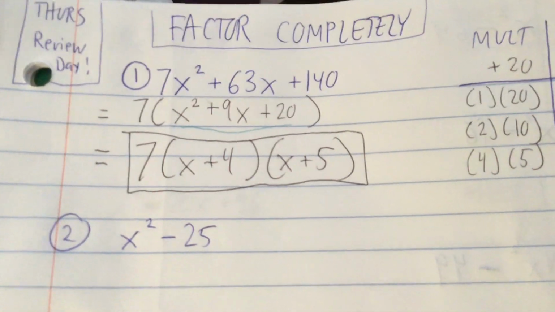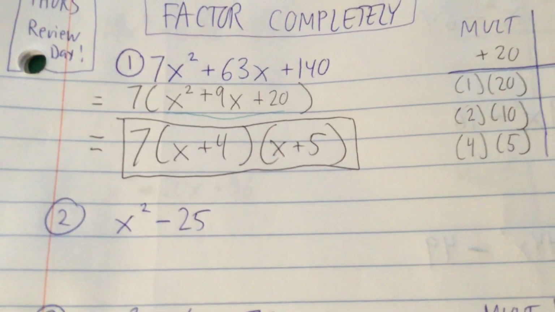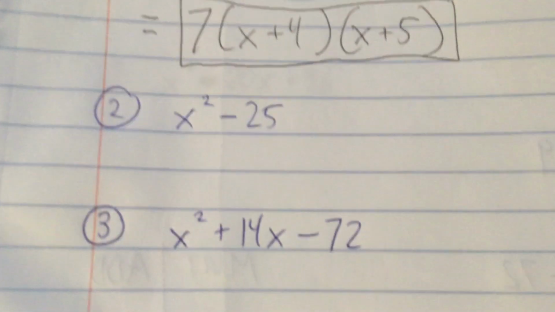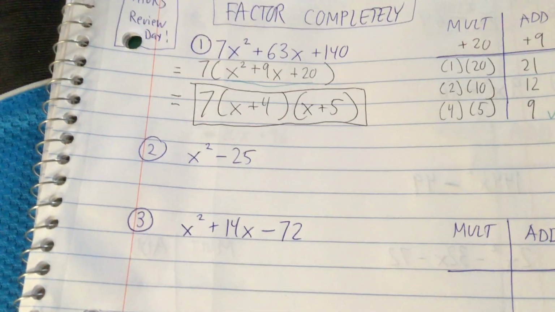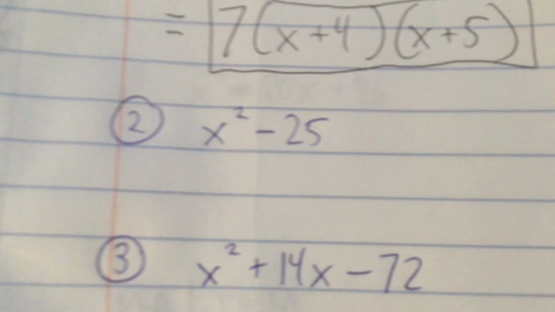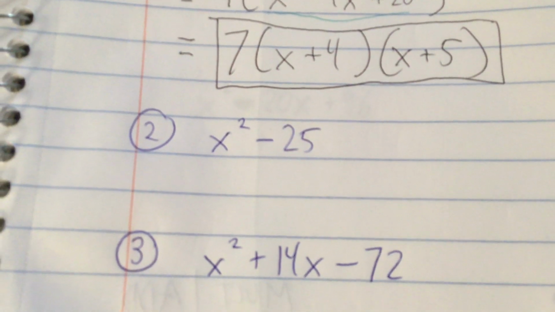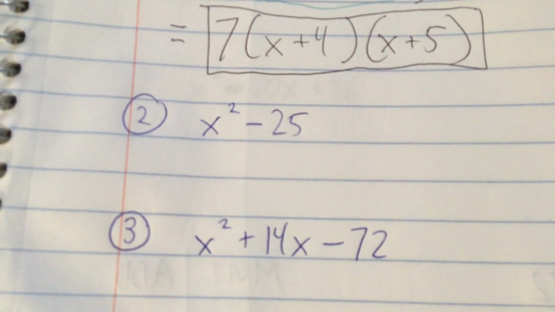Don't forget about the parentheses. Okay? The secret to Algebra 2 is how to factor. Factor, factor, factor. Okay, I assure you, we'll be factoring for the rest of the school year. Okay, problem number 2, x squared minus 25.